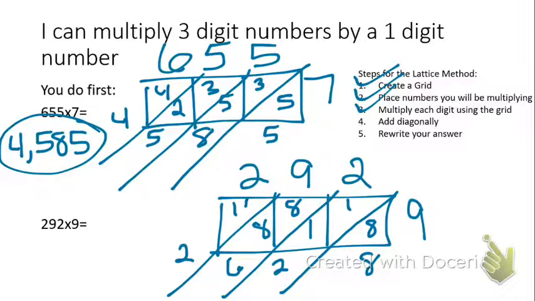Okay? When I carry the 1, I'm just adding that number to the number that's already there. I'm not multiplying. It's not 11 all of a sudden, I'm just adding. Okay? So 1 plus 1 is 2. And then you should have come up with 2,628.